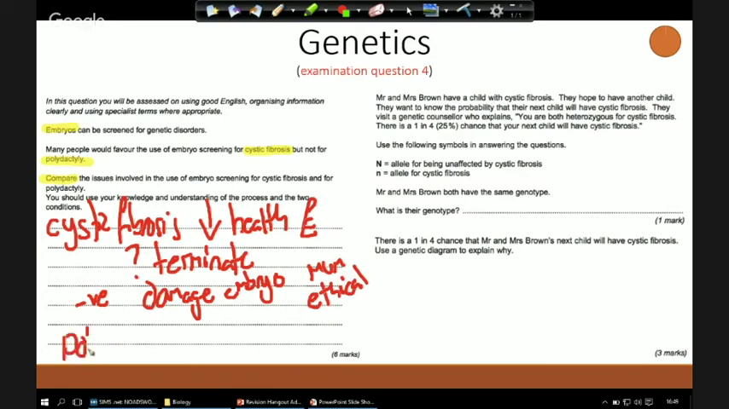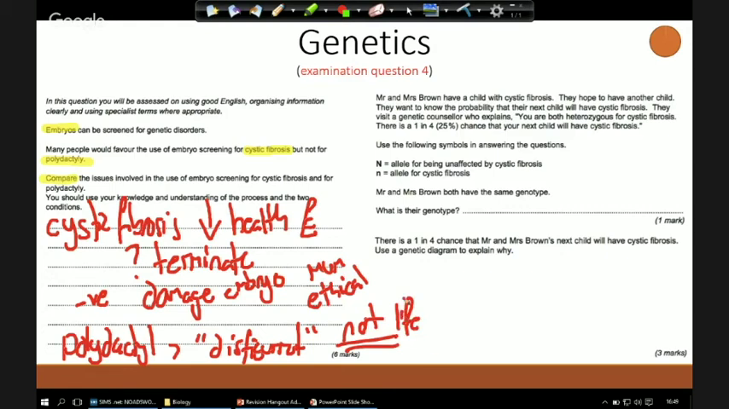The flip side to that is something like polydactyly. Well, this is simply, and I'll use the inverted commas here, a disfigurement. There's no real health implications. It's not life-threatening. So going through embryo screening to essentially change this can be quite unjustified.